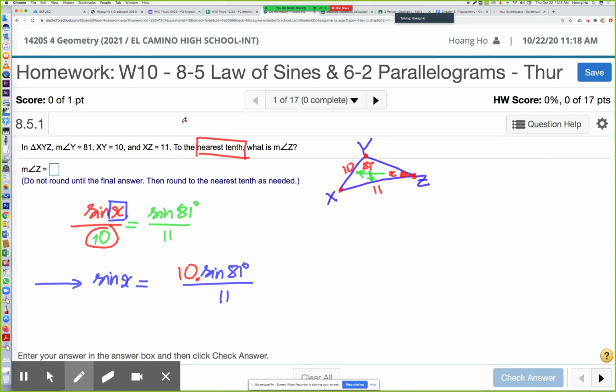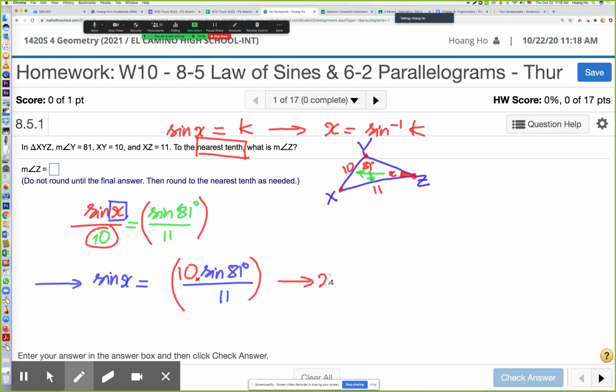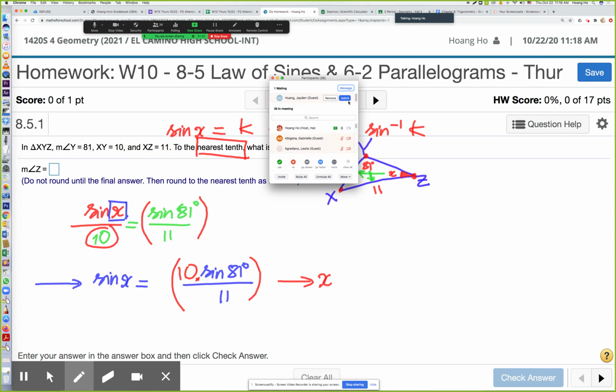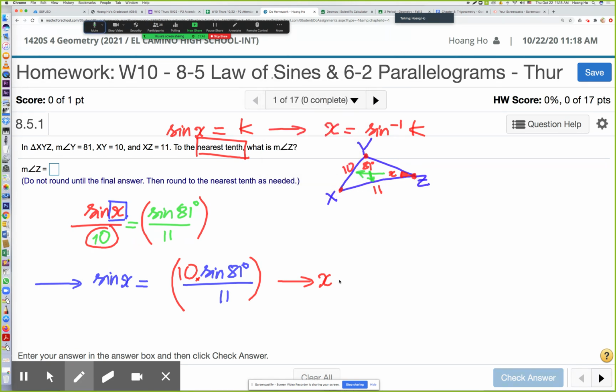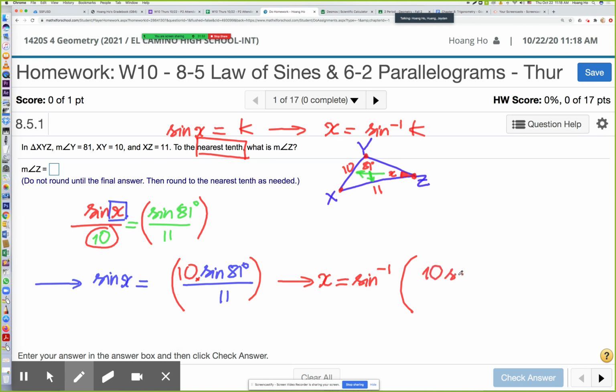Remember inverse sine. If you have sine of angle x equal to a value k, and you want to find angle x, it's very simple. You just take inverse sine of the value k, and that's it. In this case, the value k is the whole thing right here. So if you want to find the angle x, all you need to do is take inverse sine of the whole value k right here. It's 10 sine 81 degrees.